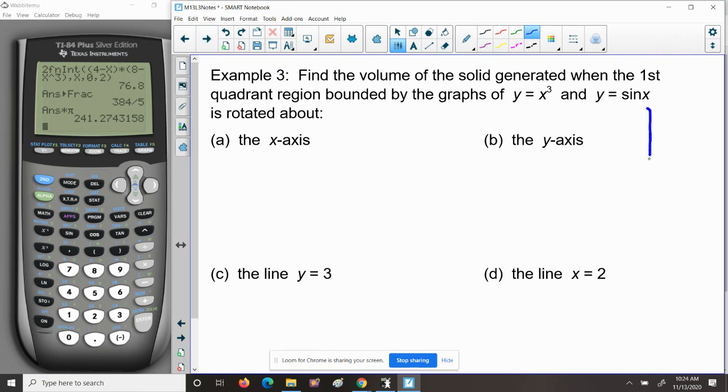Okay, it's a first quadrant region, and it's bounded by the graphs of y equals x cubed and sine of x. So x cubed we know comes down and whooshes kind of like that. Sine of x starts at 0. Looks kind of like that. So we're looking at the area between these two functions.